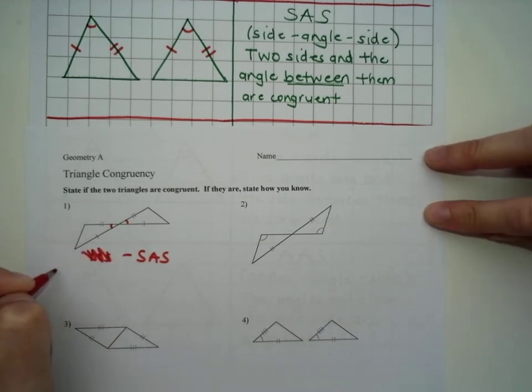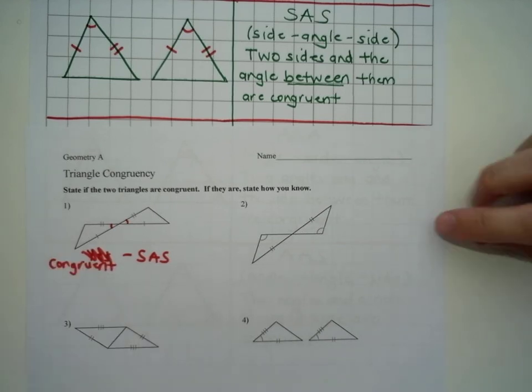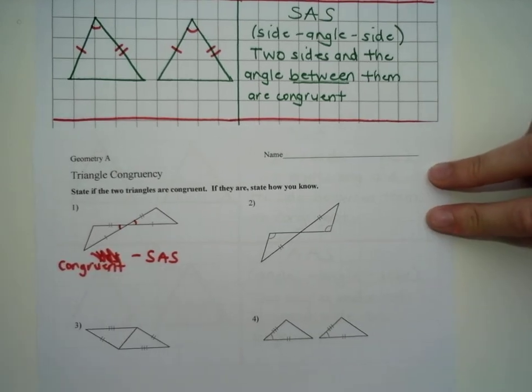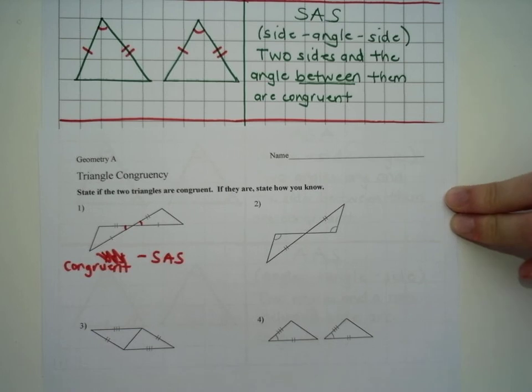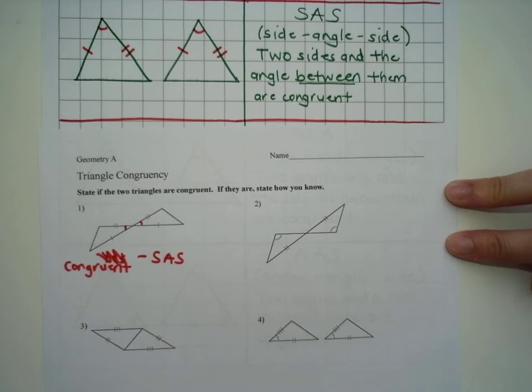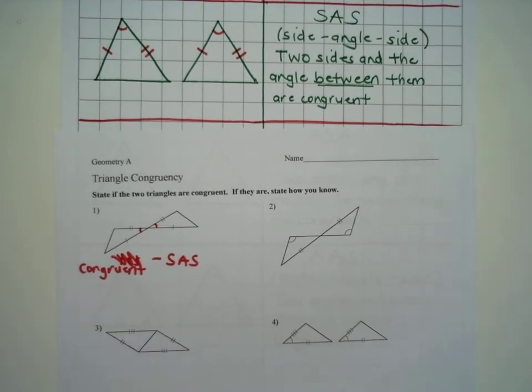And maybe we'll actually write congruent. And how do we know they're congruent? Because of the side, angle, side theorem. Okay, so make sure to look out for those vertical angles, okay, because I see that coming up on number 2. And go ahead and complete your assignment.